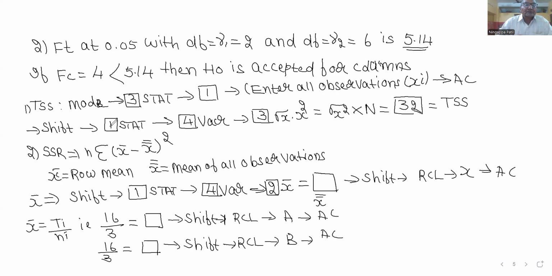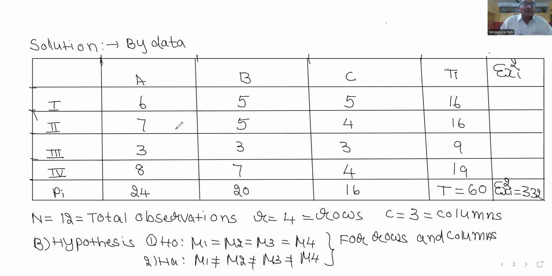Sorry, I am extremely sorry. Look here, TSS. Press the mode button, the third button, that is the stat button, and press the number one button. And you have to enter all the xi values, which are coming from the table. 6 equal, 5 equal, 5 equal, 7 equal, 5 equal, 4 equal, 3 equal, 3 equal, 3 equal, 8 equal, 7 equal, 4 equal. And press the AC button last.